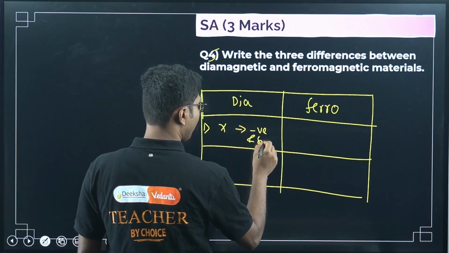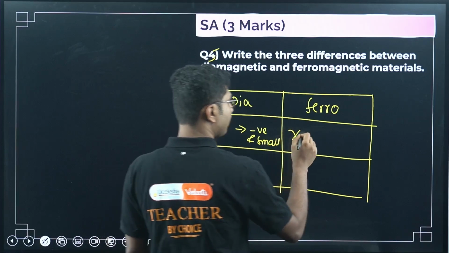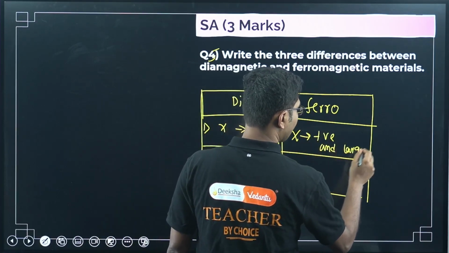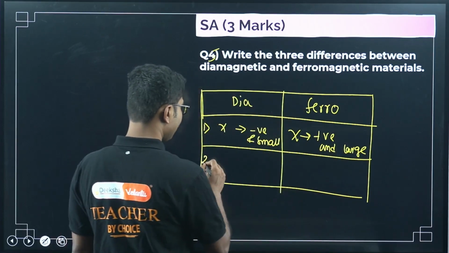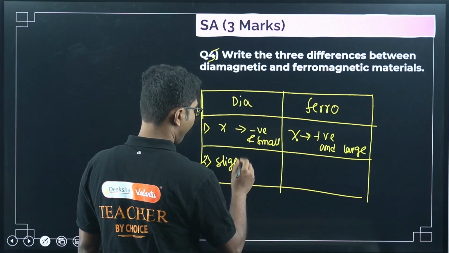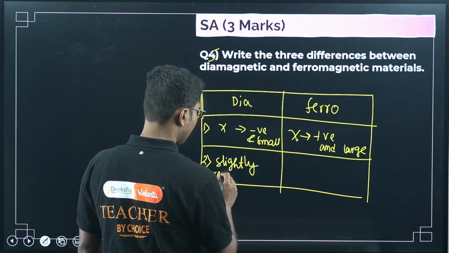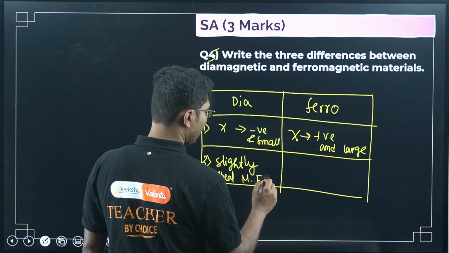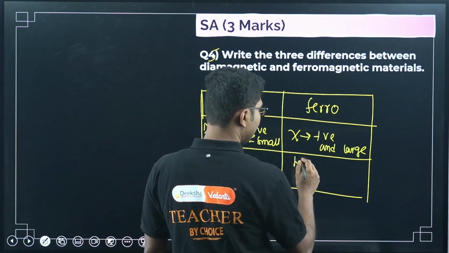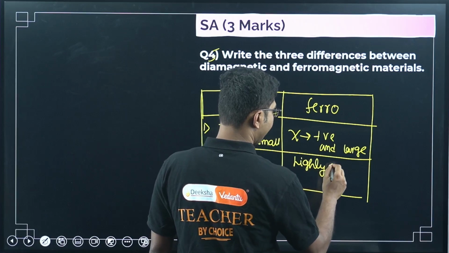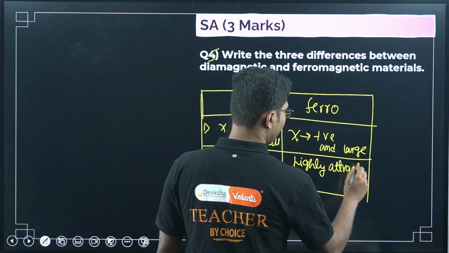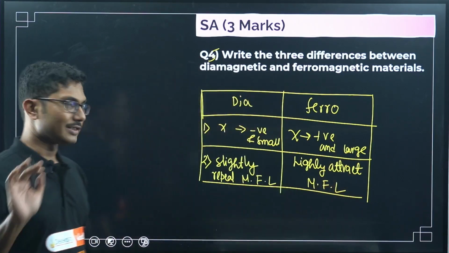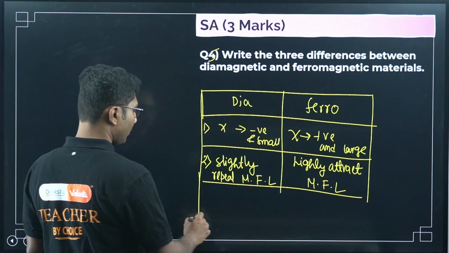For ferromagnetic material, susceptibility is positive and large. Diamagnetic material slightly repels magnetic field lines, and ferromagnetic material highly attracts magnetic field lines. MFL is magnetic field lines, in case you are wondering.